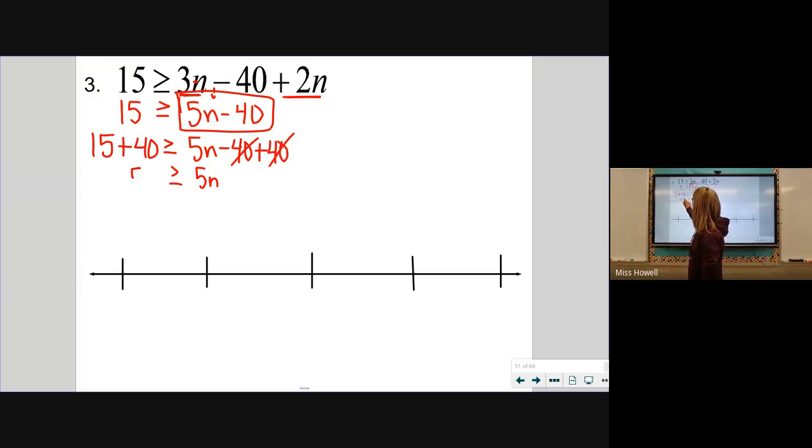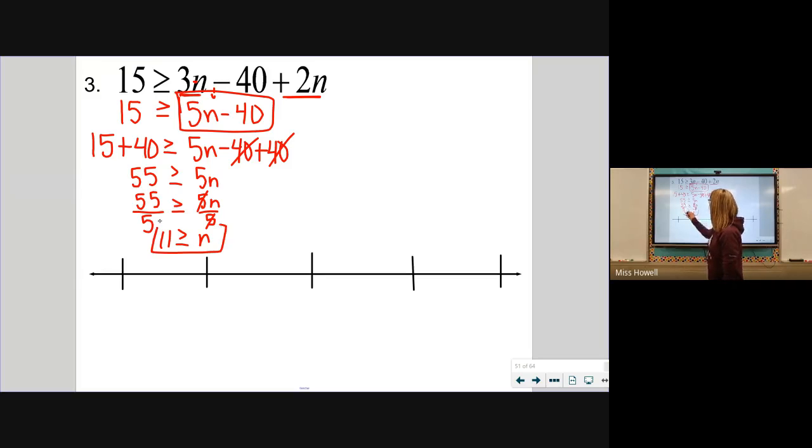All right, our next step is our multiply divide step where I have to check to see if it's a flip or no flip. So in this case, we're going to take our 55 and divide it by a positive 5. Since the number we're dividing by is positive, no flipping here. This stays greater than or equal to. Cancel on the one side. And we end up with that 11 is greater than or equal to n.